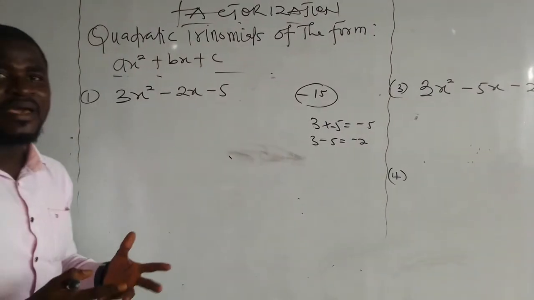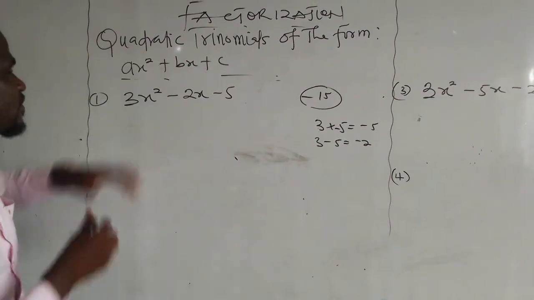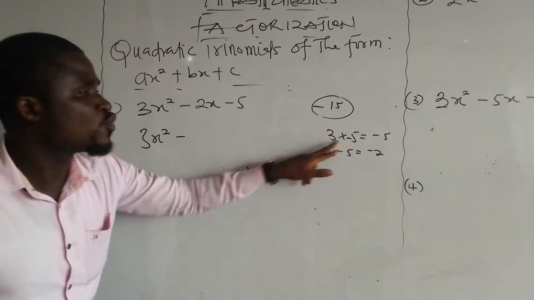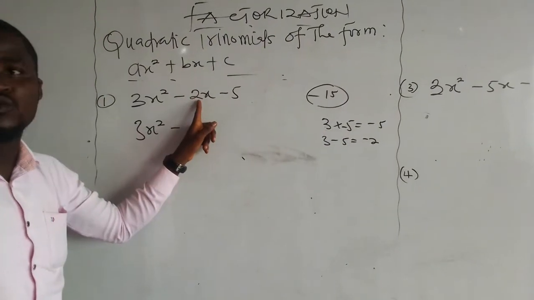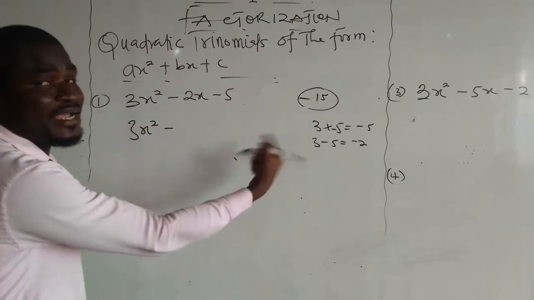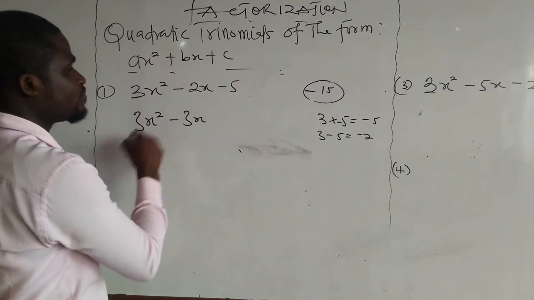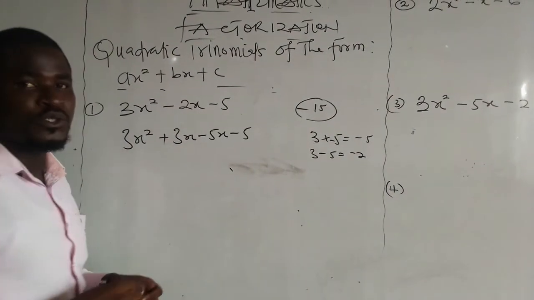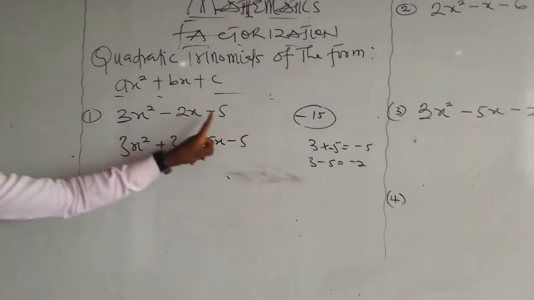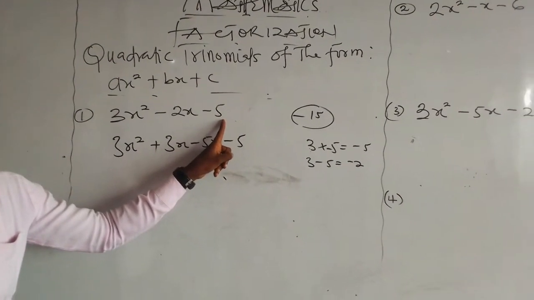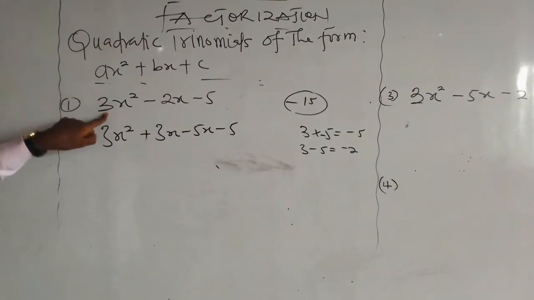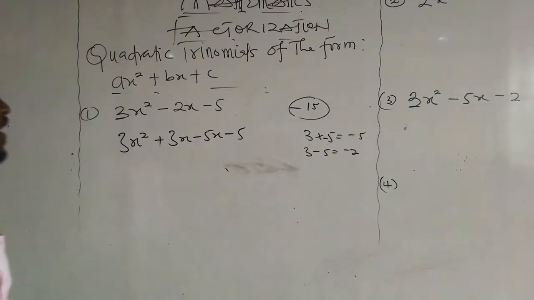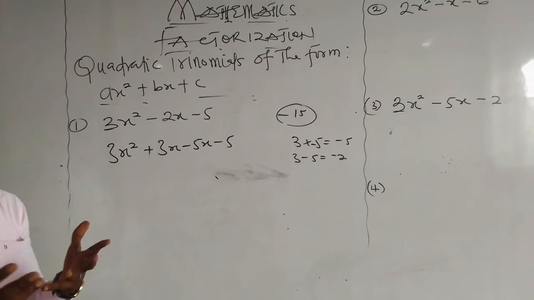Now, when you get your two numbers, maintain your 3x squared. So, 3x squared minus the two numbers. We replace the negative 2x with the two numbers. So, anyone can come first. So 3x squared plus 3x minus 5x minus 5. So you maintain your 3x squared, you maintain your negative 5. So take note. Now, the function of this 3 is to multiply with this number to find the two numbers. So take note. Now, after this, we are going to group like terms, method of grouping.